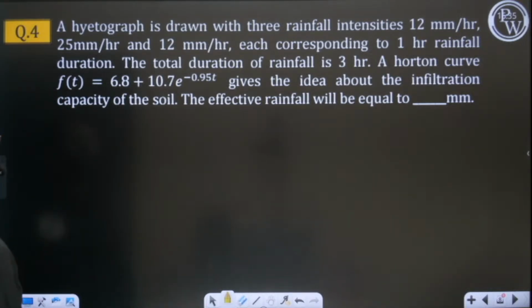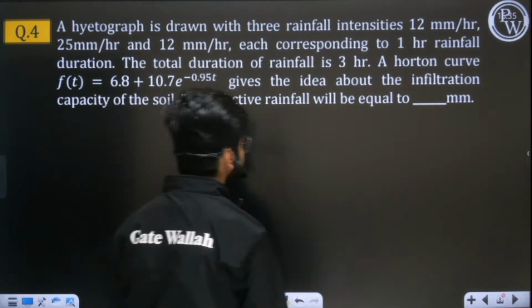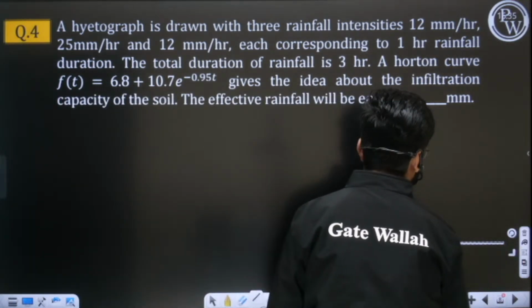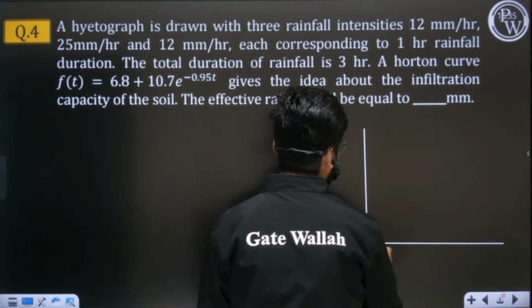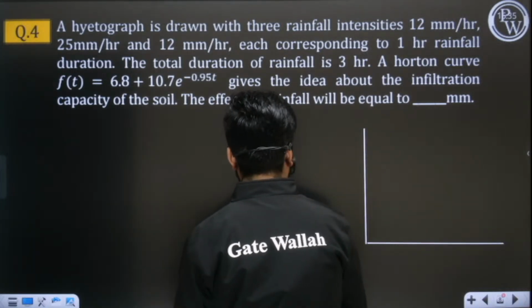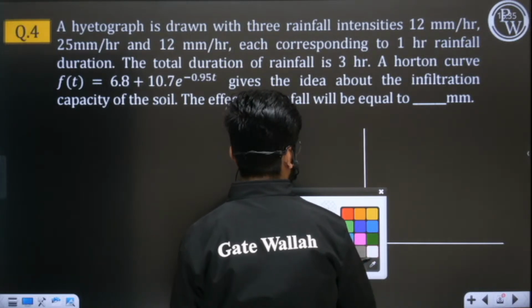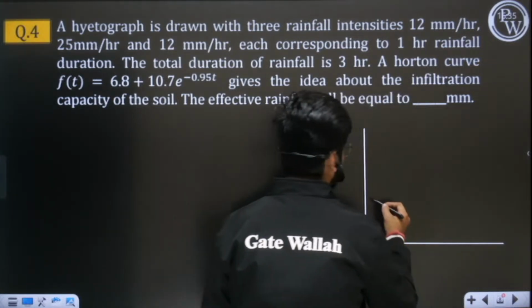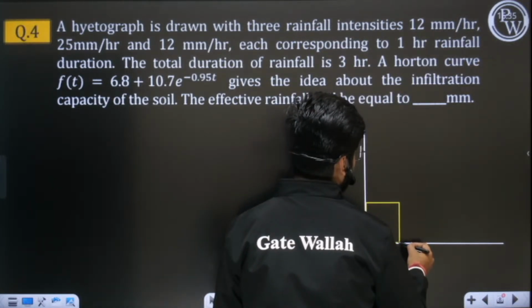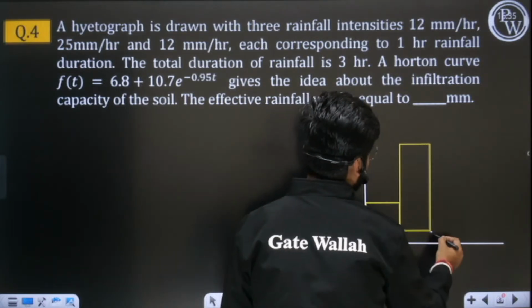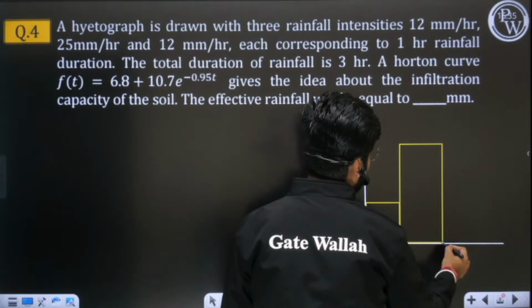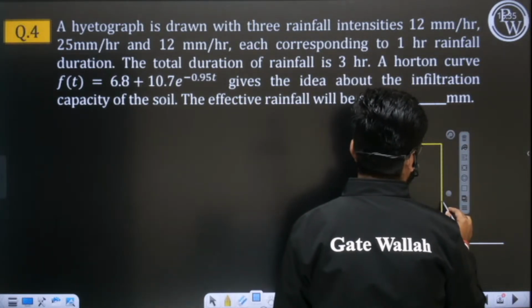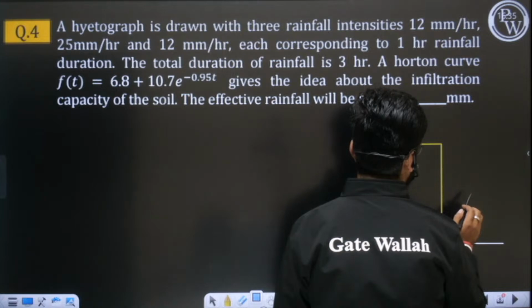So a hydrograph is drawn with three rainfall intensities 12, 25, and 12. We will draw it here. Simple. So 12, 25, 12, and each corresponding to 1 hour rainfall. Let us say this is your 12. Let us say this is your 25, just double of that, and this is your 12 again.